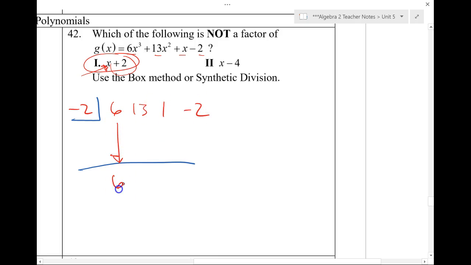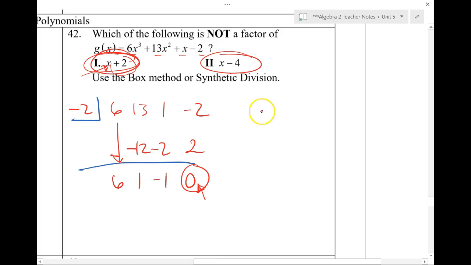Bring down the 6. Then it's negative 2 times 6, which is negative 12. 13 minus 12 is 1. Then negative 2 times 1 is negative 2. Then 1 minus 2 is negative 1. Then negative 2 times negative 1 is positive 2. And negative 2 plus 2 is 0. So guess what? It is a factor because our remainder happens to be 0. So that's all we really need to do, is that we know that one's a factor. So by process of elimination, that one must not be a factor because it's got to be one of them, right?